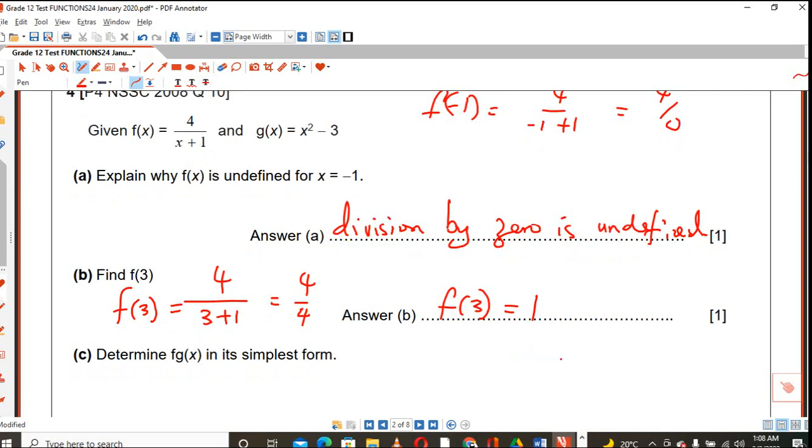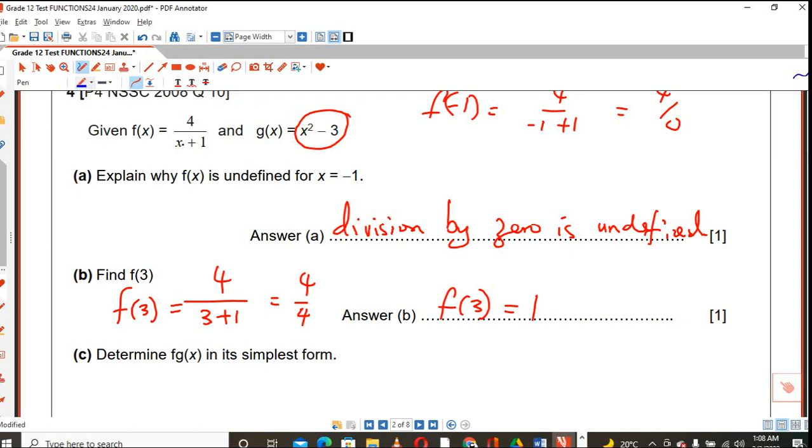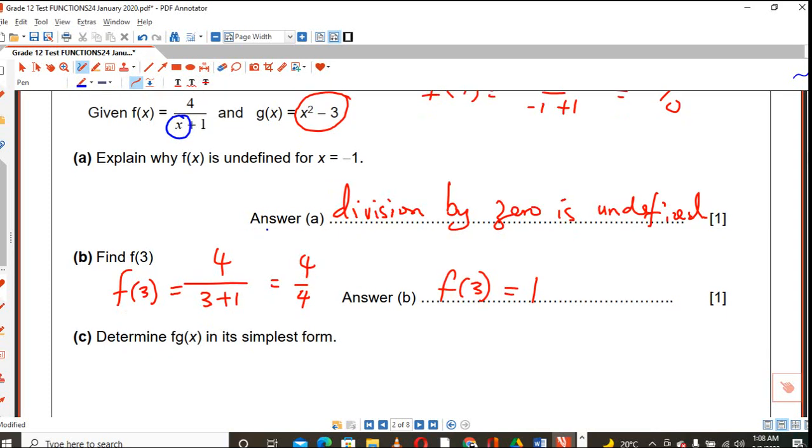Now you have to take g, the whole g, in order for you to do this composite one. So you take this whole g and you substitute it into f. Always work your way back. So you're going to substitute the whole of that here. That means fg of x is going to be 4 over, now that whole thing plus 1. So that whole thing being x squared minus 3.